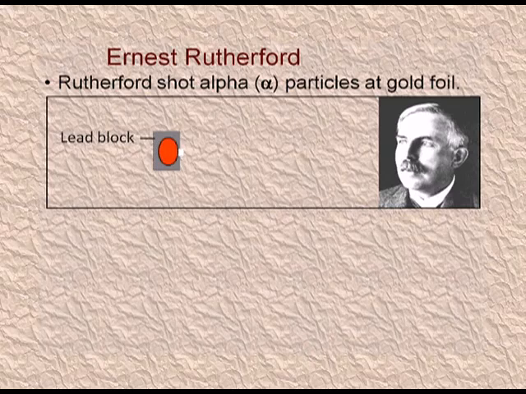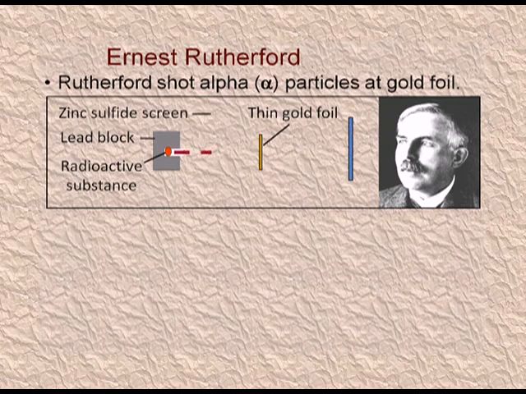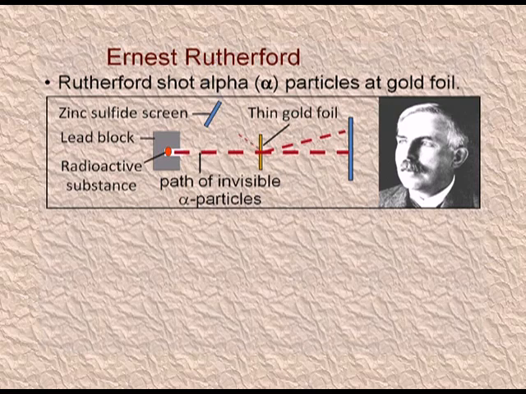Now I am telling you the experiment of Rutherford which led to all these conclusions. Let's see. Rutherford performed the alpha particle scattering experiment. He bombarded alpha particles on a thin gold foil and observed the pattern on the zinc sulfide plate. You can see a radioactive substance in a lead block. Yellow, it is a thin gold foil. You can see the alpha particles coming out of the radioactive substance.